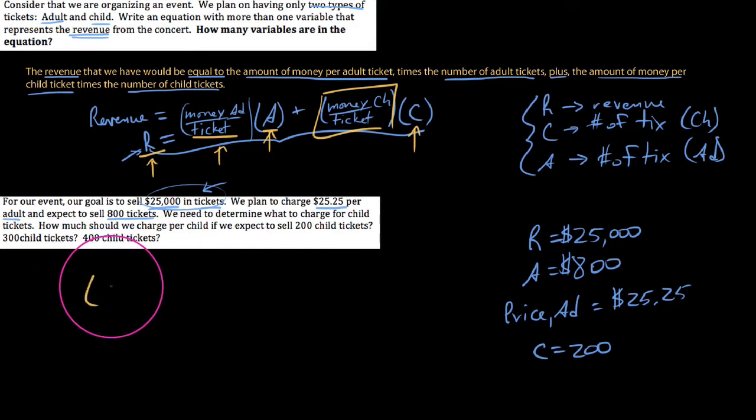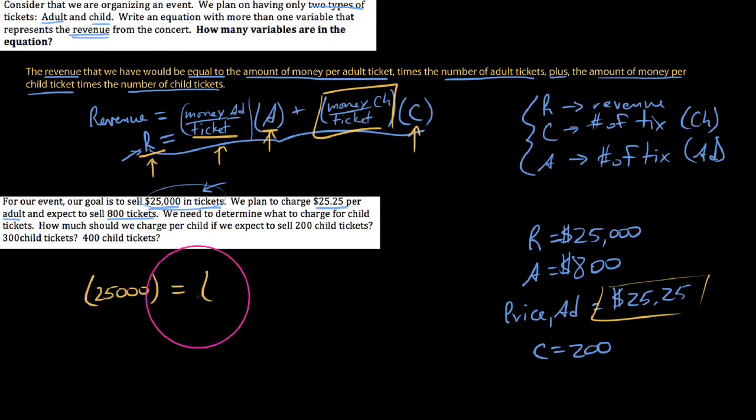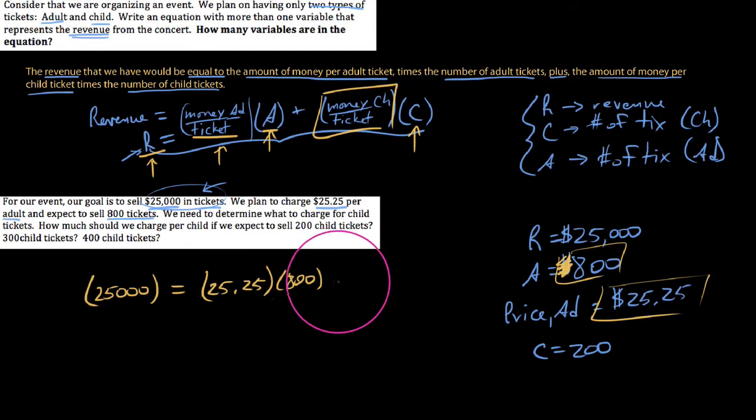We're going to do this for the event that we sell 200 child tickets, but we said our income, or our revenue rather, was $25,000, this is our R, equals the price per adult ticket. Now we know this to be $25.25. We wrote that over here. So we say 25.25 times the number of adult tickets. Sorry, I didn't mean to put a dollar sign on that. We want to sell 800 tickets. So we say 800 tickets.